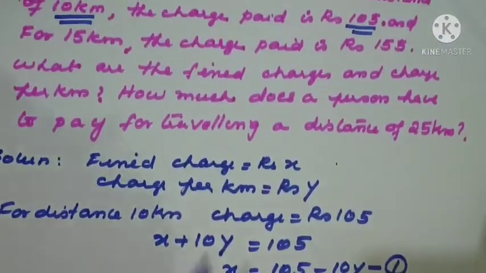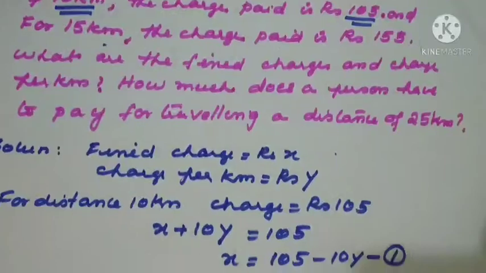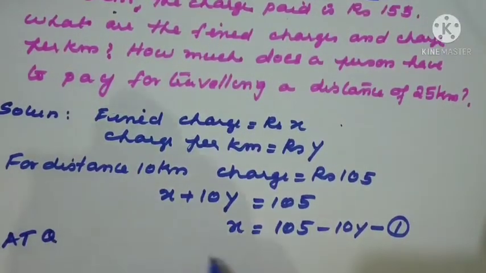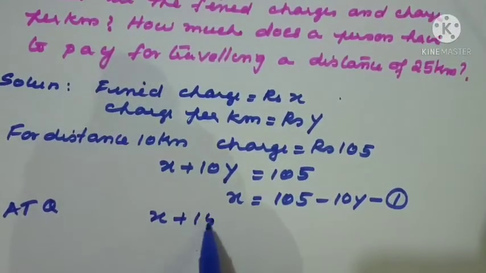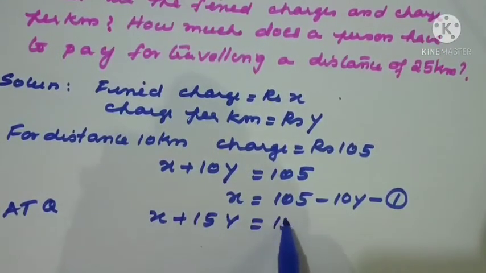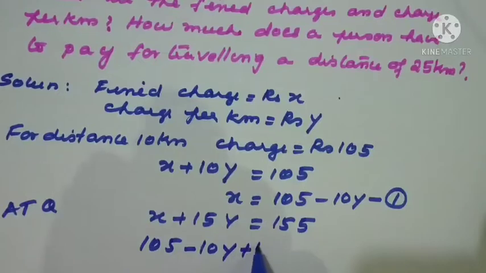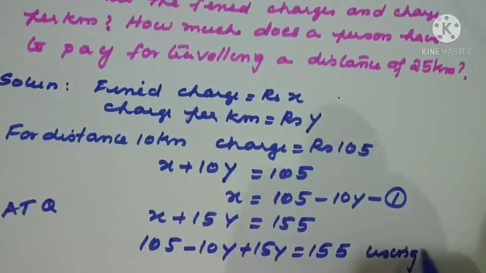What is the next part? For 15 kilometers, the charge paid is rupees 155. If you understood the first one, then we can write according to the question for 15 kilometers: x plus 15y equal to 155. What is x? 105 minus 10y plus 15y equal to 155. From where did you get this? Using equation 1.